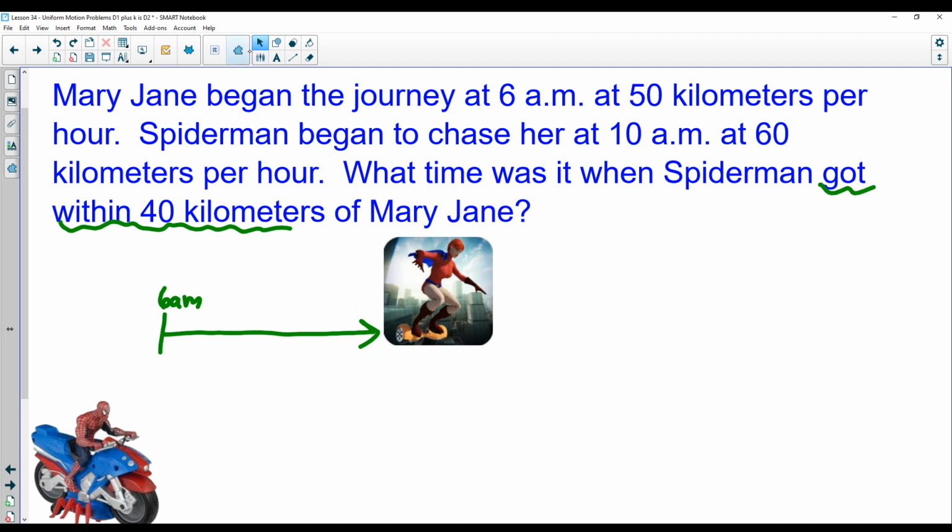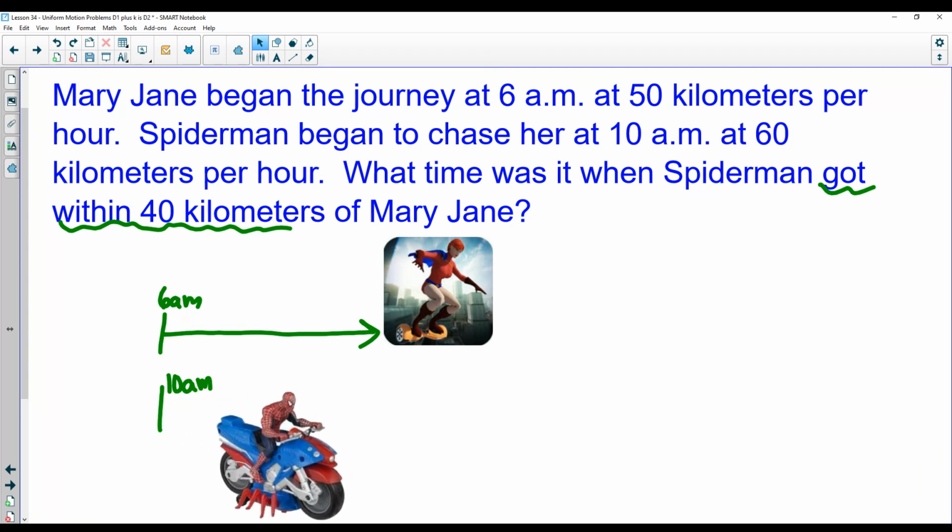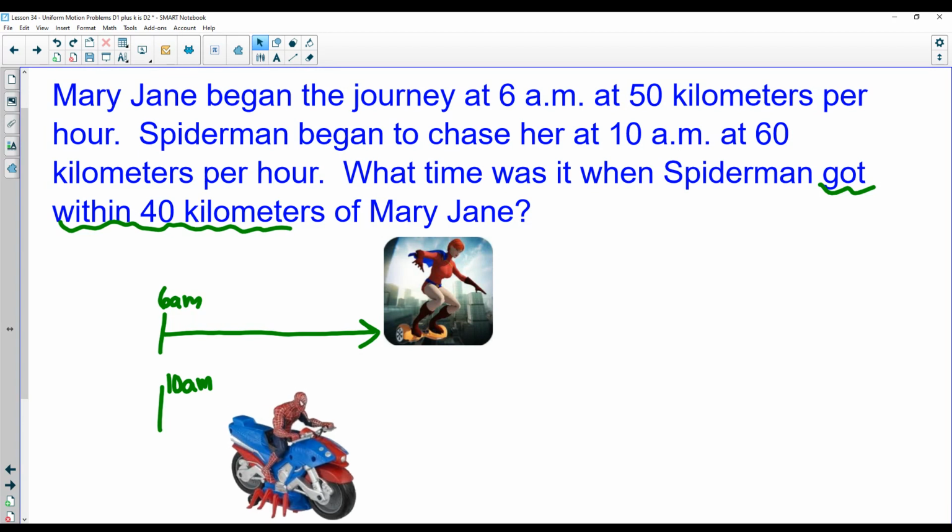Spider-Man begins to chase her at 10 a.m. Okay, is he starting from the same place? He's starting from the same place, yes, but 4 hours later. So this is 10 a.m. Does he catch her? He does not quite catch her. Well, he might eventually, but when we look at our watch, he's within 40 kilometers of Mary Jane. So he is on the pursuit. He's on his way.